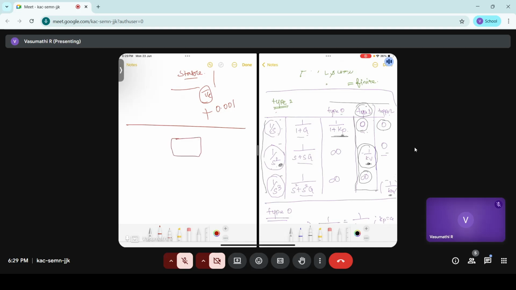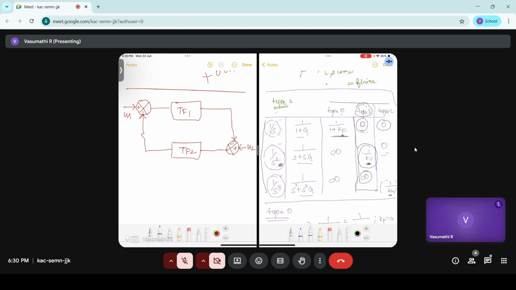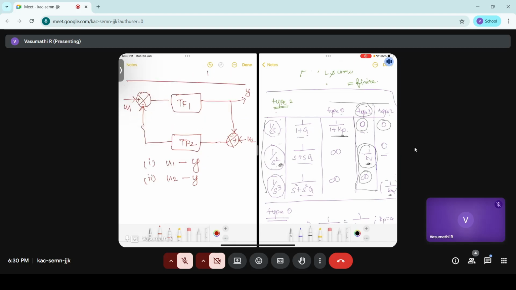There is one transfer function. Let's take transfer function 1 and transfer function 2. This is the question you have been asked. Forget about the numericals for now. The first question is u1 to y, with the position constant here. The second question is u2 to y. So this is actually a two input, one output system.